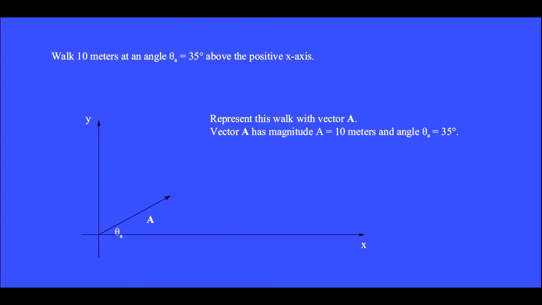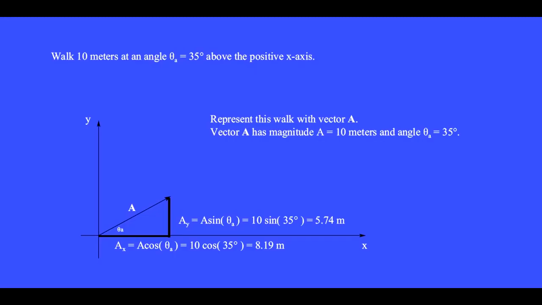For a numerical example, suppose that we start at the origin of this XY coordinate system and walk 10 meters at an angle of 35 degrees above the positive X-axis. Represent this walk with vector A written in bold. The vector A has magnitude of 10 meters and an angle of 35 degrees. Let's make a triangle and calculate the lengths of each side. The hypotenuse of this triangle is the same as the magnitude of the vector A, which is 10 meters.